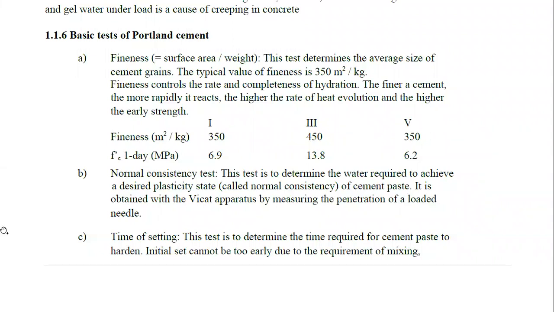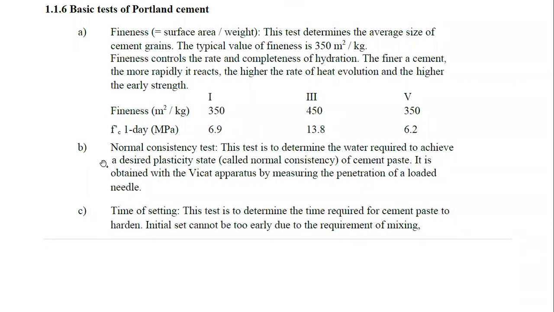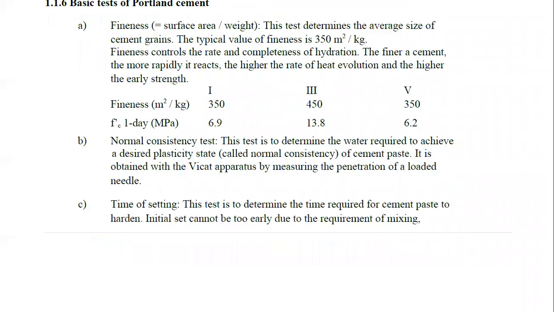The higher the rate of heat evolution and the higher the early strength, उतनी जल्दी वो strength भी gain करेगी. For type 1, 3 and 5, the fineness is 350, 450 and 350. And if we are talking about the strength, it is 6.9, 13.8 and 6.2 for these 1, 3 and 5 types of cement.